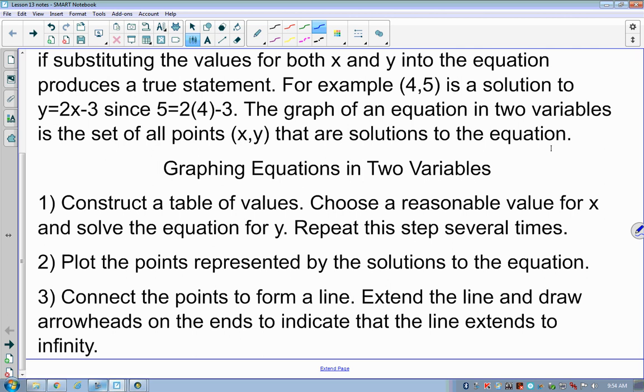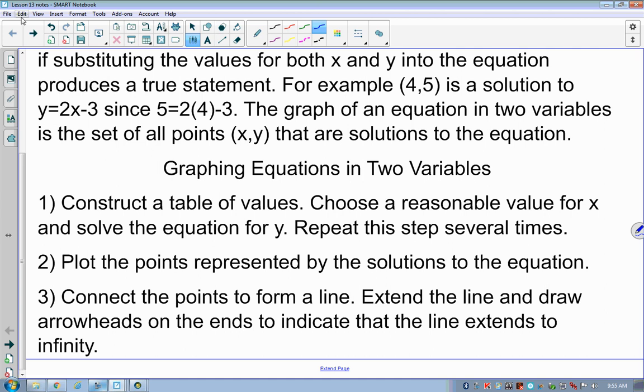You can construct a table of values, choose a reasonable value for x, and solve the equation for y. So you substitute a number in for x, and get your y answer. Okay, and then you can repeat that, and then plot all of your individual points, and then connect all your dots, and that's a way to graph your line. You can plot the points represented by the solutions to the equation, connect the points, extend the line, draw arrowheads at the ends to indicate that the lines extend off into infinity, which means we just keep going. That's a way to do it.